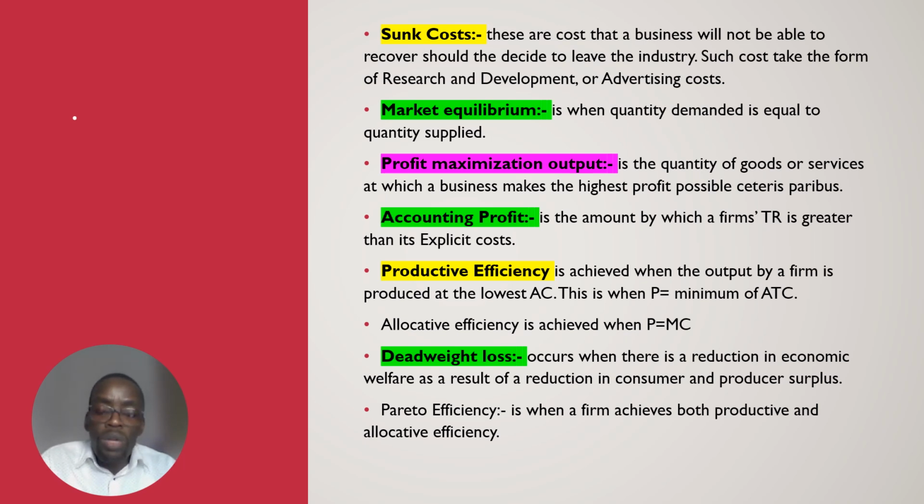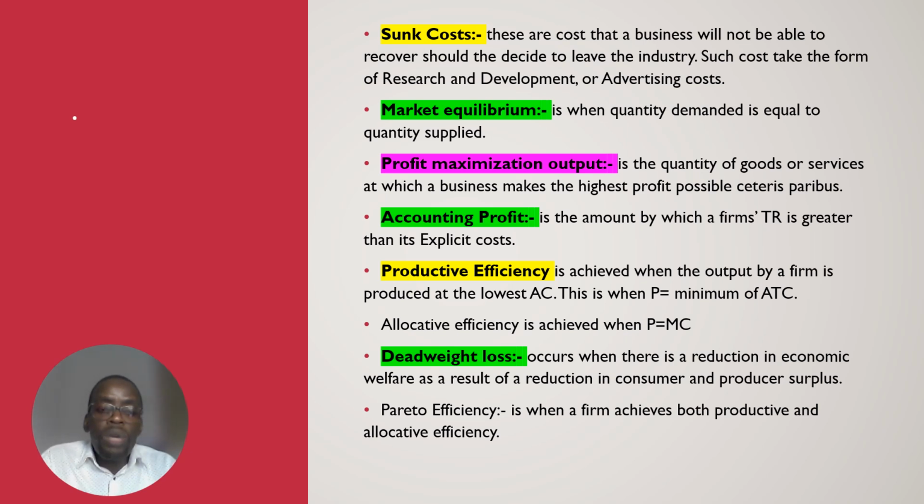Okay, then we also have the next term that we need to define, which is called the market equilibrium. And I think at this point we know that market equilibrium is the point at which the quantity of goods that are demanded is equal to the quantity of goods that are being supplied. And the point where our demand meets our supply is what we call the market equilibrium point.